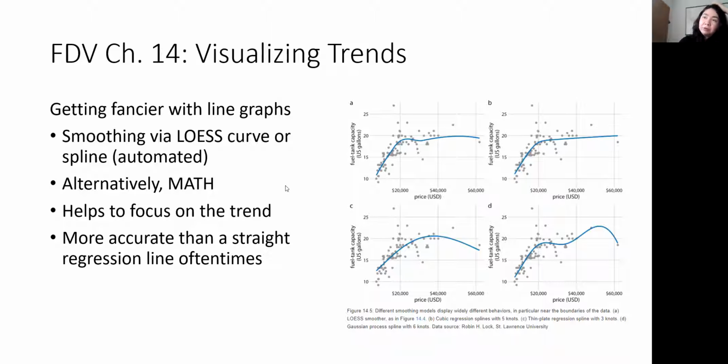Alternatively, you could do very, very fancy math, and I'll leave it there. The book goes in further. You just know that there's other things you can do. You can do the math. But for our purposes, we can use these automated predictive type things. You can see that the different types of predictions will produce very, very different lines in here.